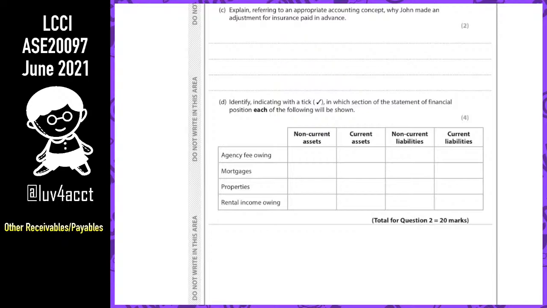Current asset, non-current asset, current liability, non-current liability. Agency fee owing, accruals, the amounts that we need to pay but haven't paid yet. Of course, it is the current liabilities, unless you are told that this owing should be repaid after more than 1 year. Usually not. Mortgages, it is a non-current liability.